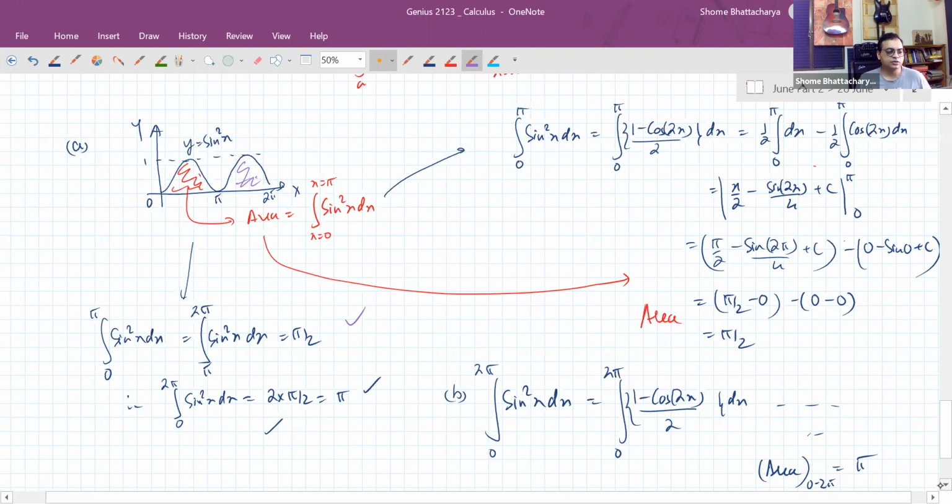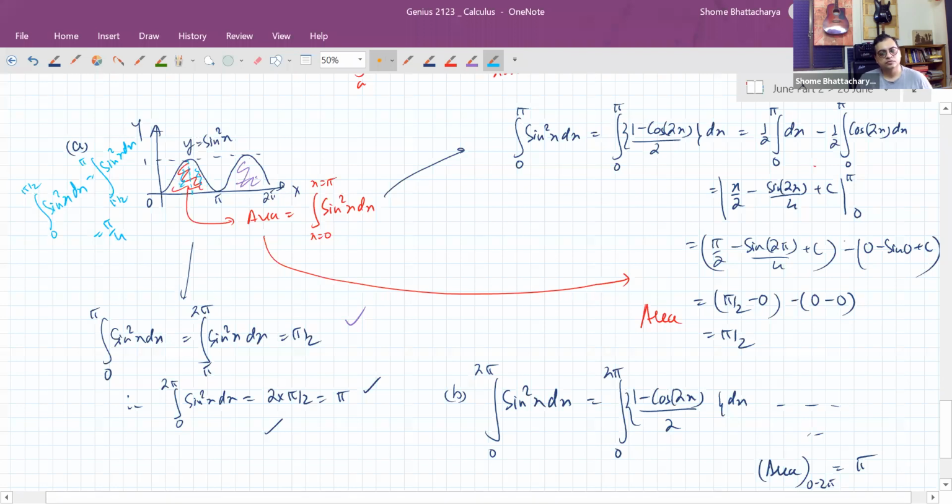Now you will see another interesting thing. Not only is the second cycle identical to the first cycle, but if you break it from 0 to pi by 2, and then pi by 2 to pi, these two halves are mirror images of each other. So the areas will also be half. If you were to do the integration of sine square x from 0 to pi by 2, you would get pi by 4 as your answer. And this would actually be integration from pi by 2 to pi, and this would also be pi by 4, both these values.